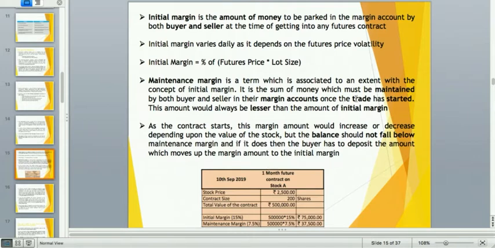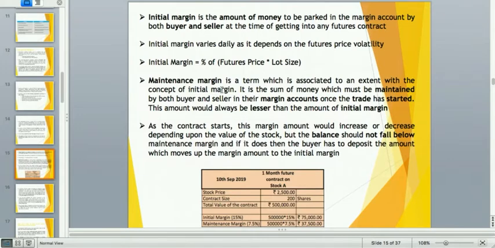Maintenance margin is the sum which must be maintained by both buyer and seller in their margin account once the trade has started. Why do we need to maintain certain margin? Because I told you that when it is an exchange traded contract, it is settled marked to market. It is settled on a daily basis and it is cash settled generally. So we are not playing with the actual notional value of the whole sum. Rather, people play with the margin amounts. So margin amount has to be deposited. Maintenance margin also has to be deposited and has to be kept at the level.